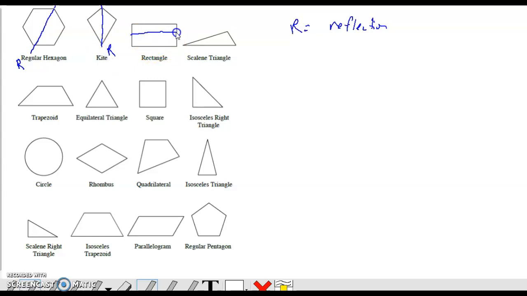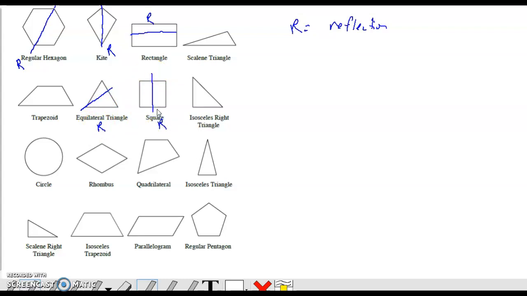Rectangle. That's a horrible line, but it does have a line of reflection, so an R. Scalene triangle does not have a line of reflection. And notice that we have just a trapezoid. It's a regular trapezoid, unlike an isosceles trapezoid down here. So this one also does not have a line of reflection. Okay, equilateral triangle does, so R. Square does, so let's just say down here, R.